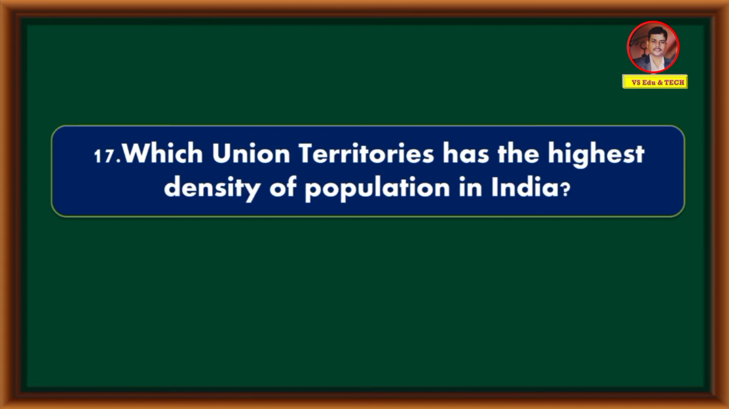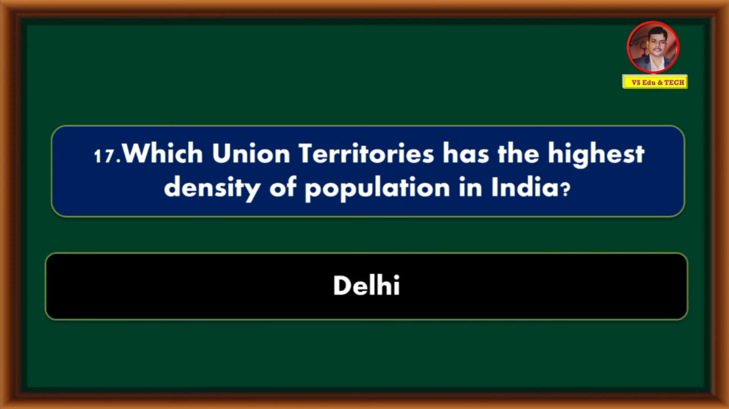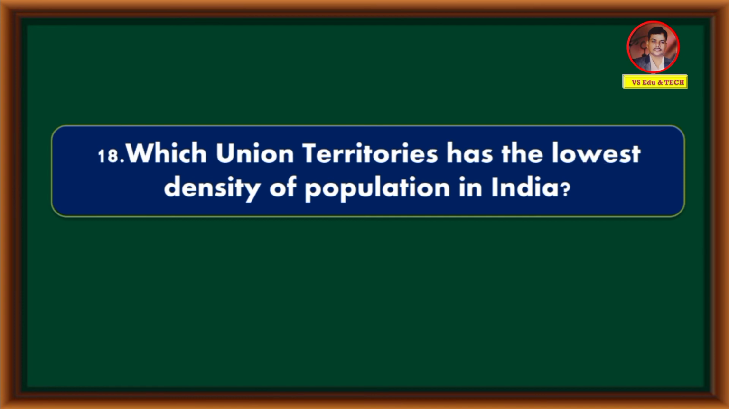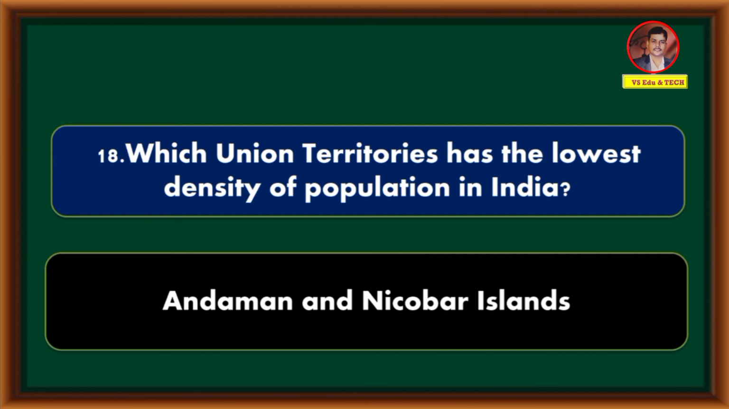Which union territories has the highest density of population in India? Delhi. Which union territories has the lowest density of population in India? Andaman and Nicobar Islands.